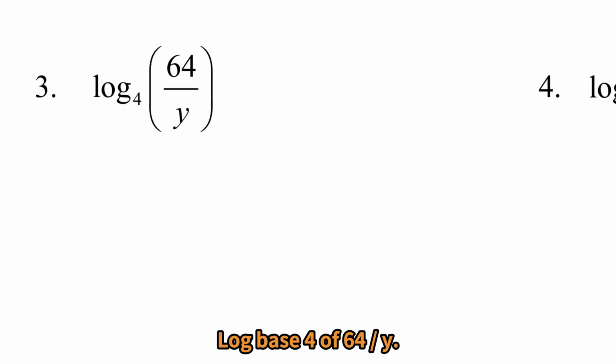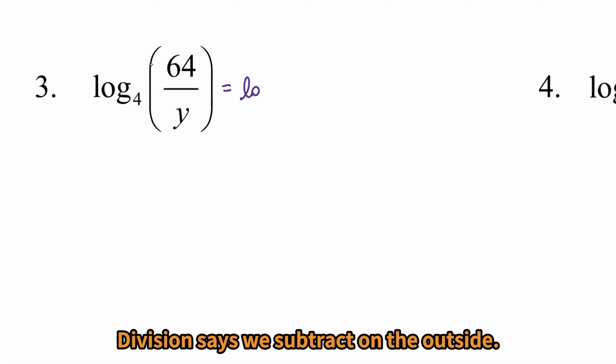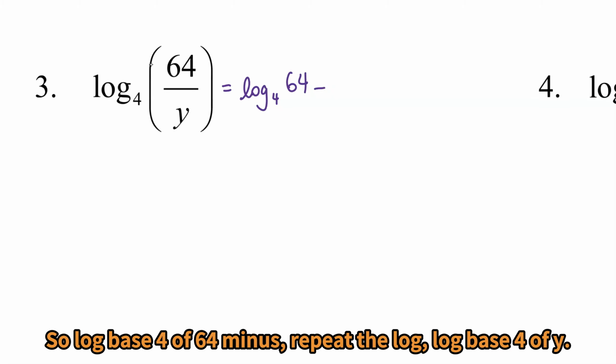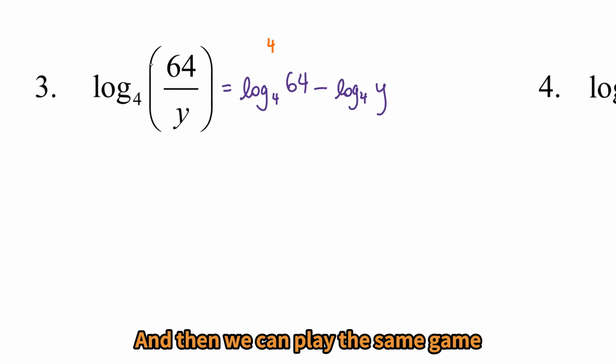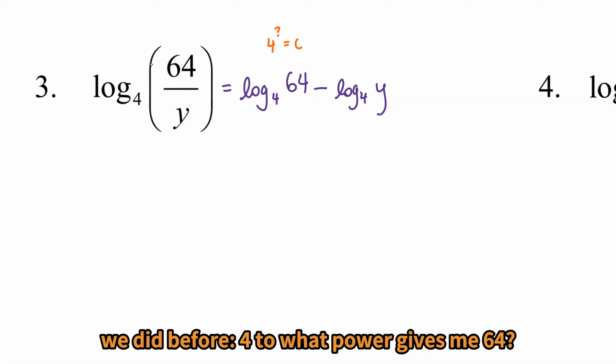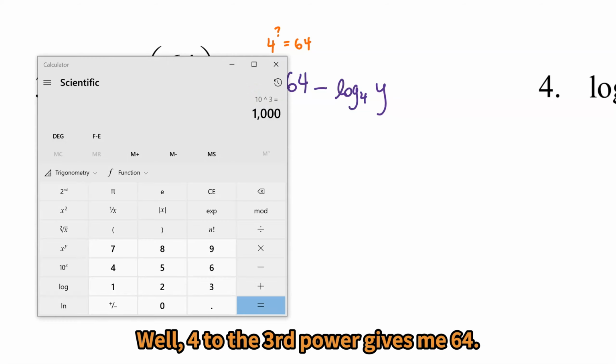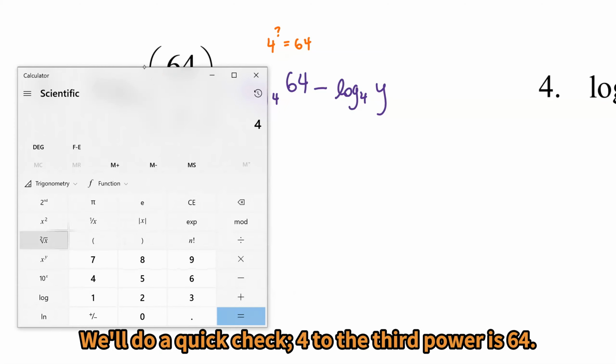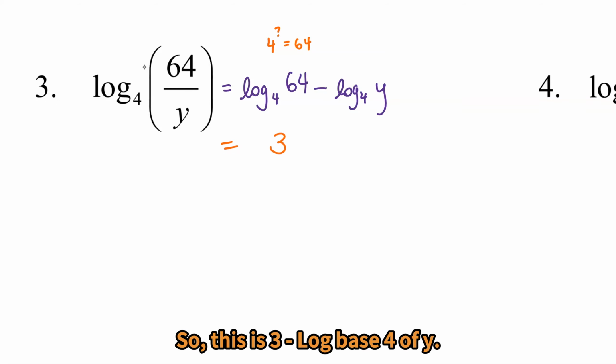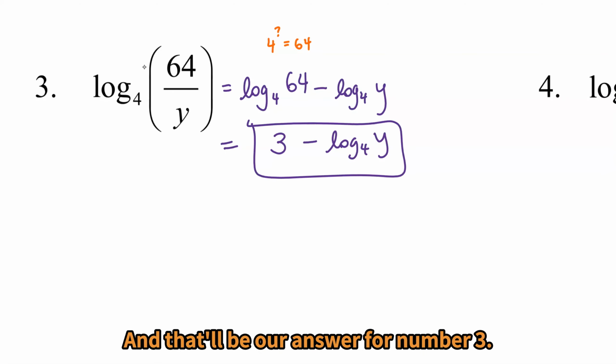Looking at the next one, log base 4 of 64 divided by y. Division says we subtract on the outside. So log base 4 of 64 minus, repeat the log base 4 of y. And then we can play the same game we did before. 4 to what power gives me 64? Well, 4 to the third power gives me 64. We'll do a quick check. 4 to the third power is 64. So this is 3 minus log base 4 of y. And that'll be our answer for number 3.